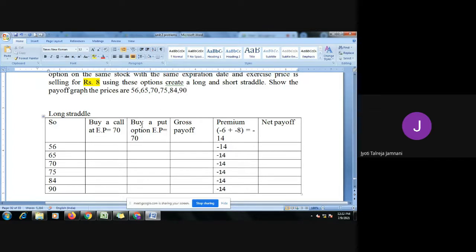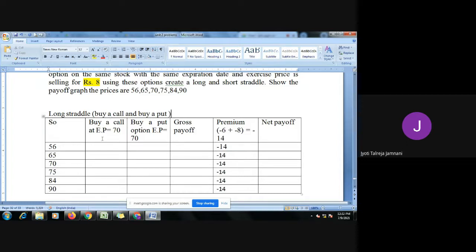They'll give these prices in the question. Okay. Now it's a long straddle. I'll write again in the bracket, buy a call and buy a put. Long means buy. So you're buying both.